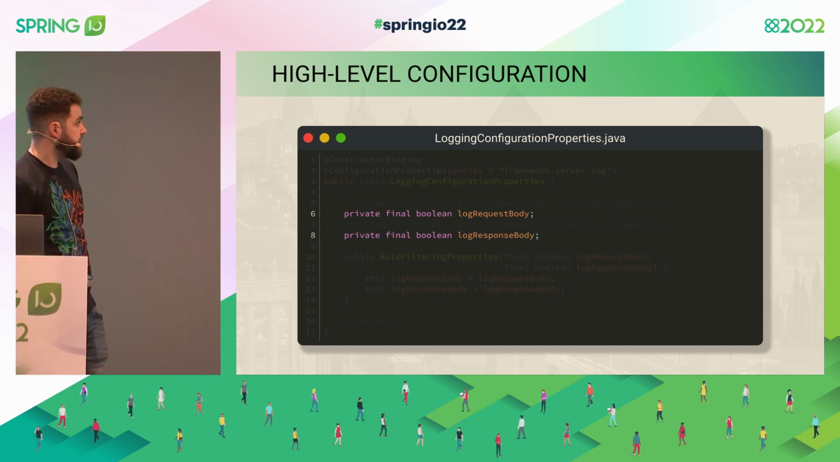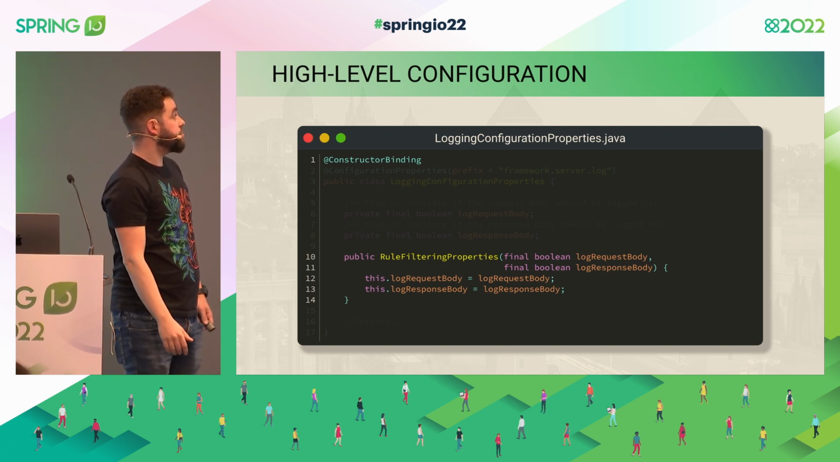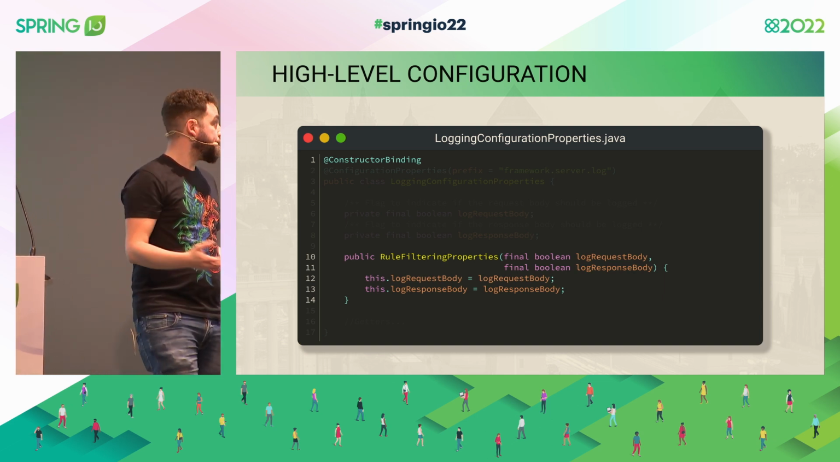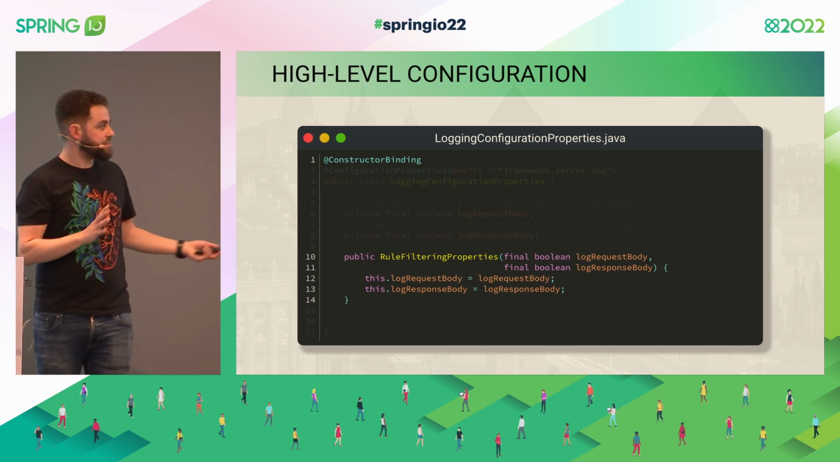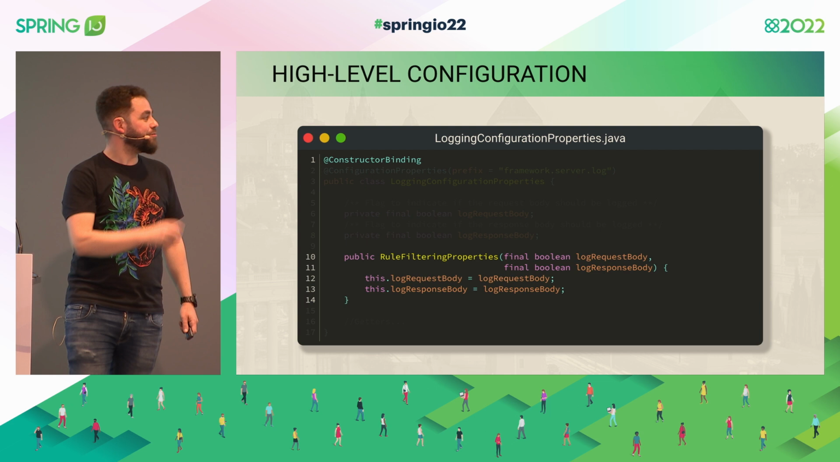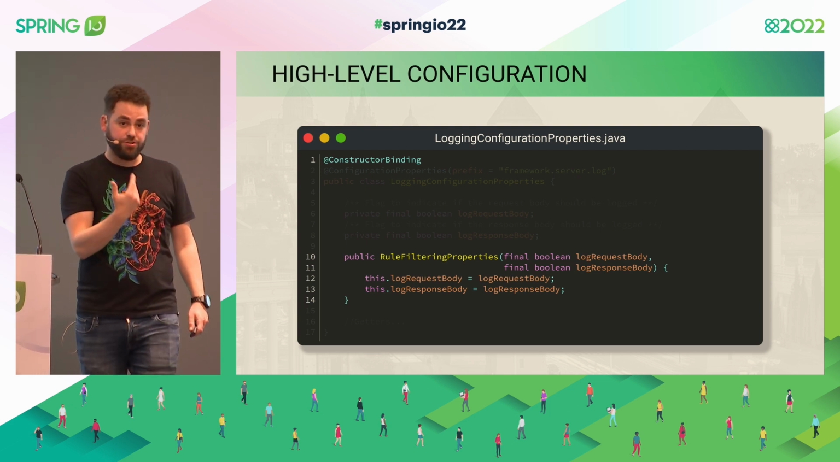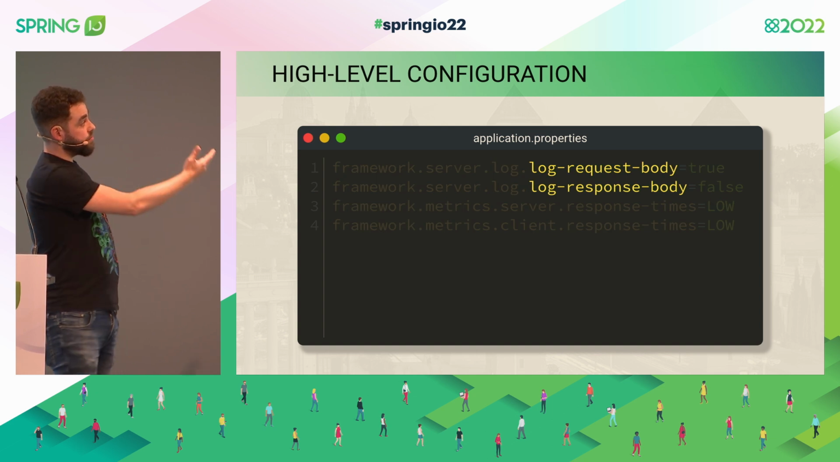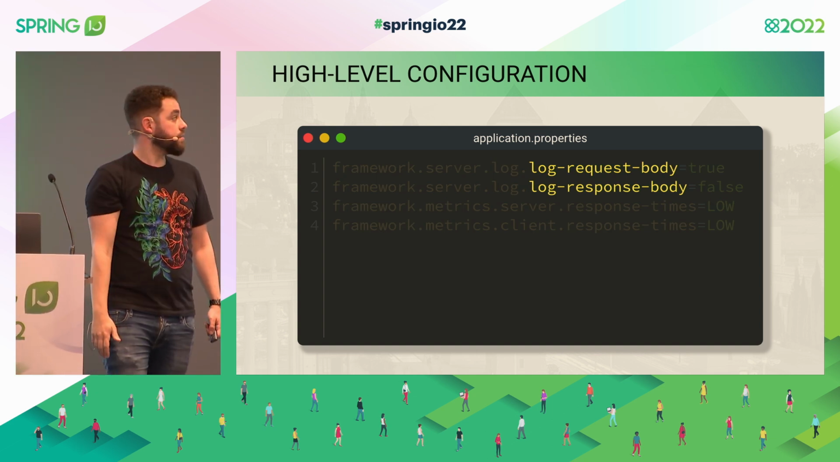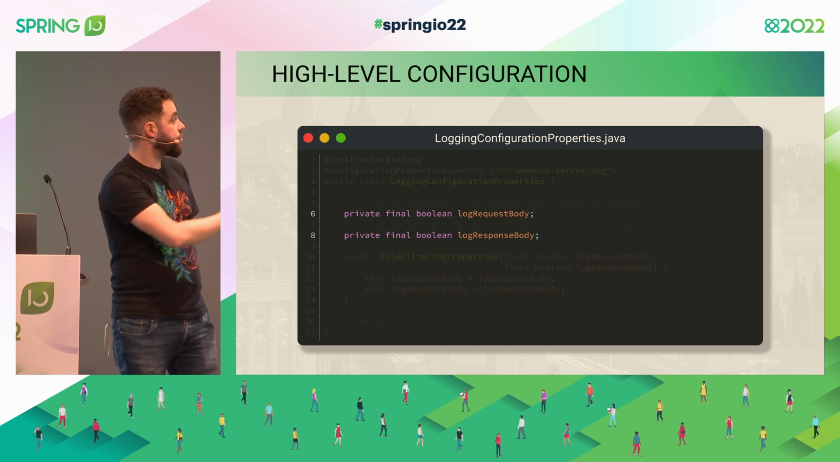So in this case, we're going to have log request body and log response body as the specific properties under that prefix. And also, we can use the ConstructorBinding annotation to make them only getters, so immutable-ish at least. Because immutable is hard to achieve, but in this case, it would just have getters, and the constructor will inject all the values. And then we just have the properties, log request body and log response body, and they are going to match our fields.